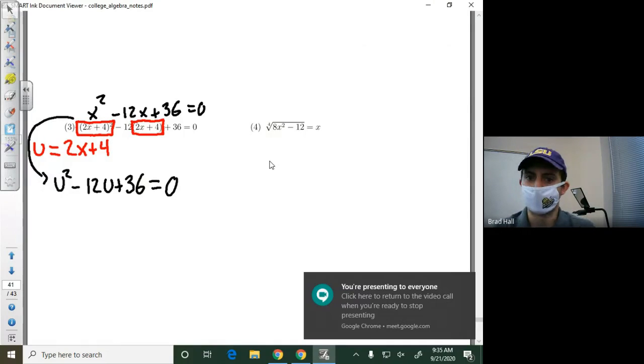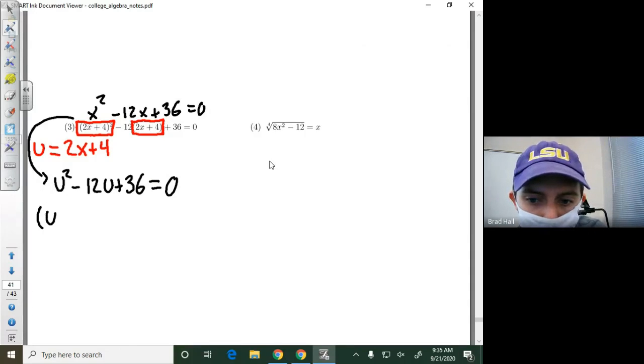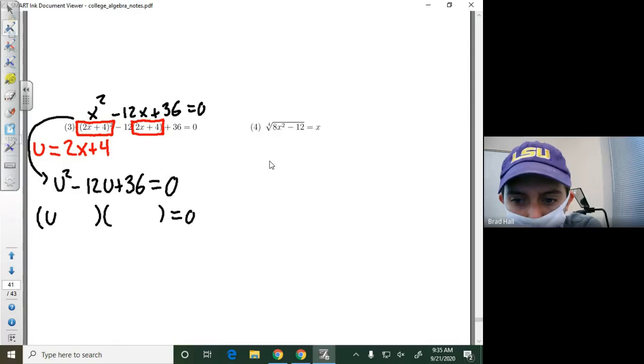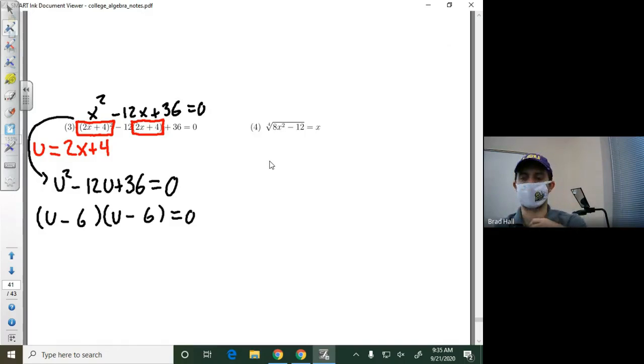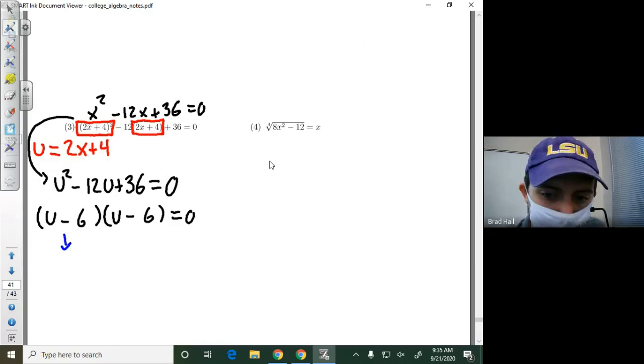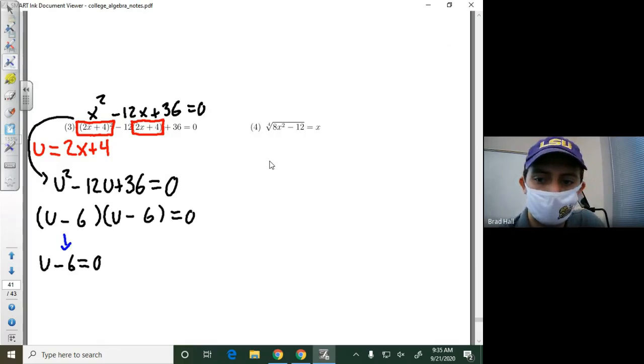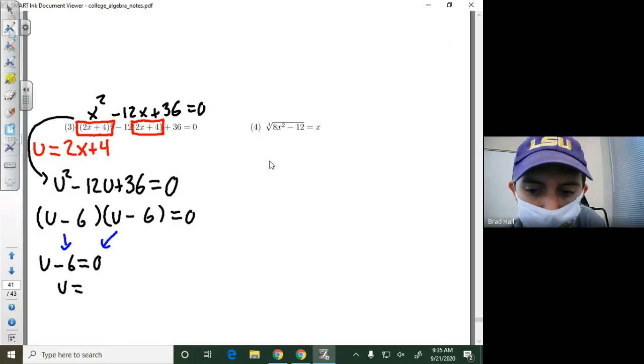From here, this part moving forward isn't too bad because now that we have a quadratic, we can go ahead and factor it as such. It seems to be U minus 6 and U minus 6. So two numbers that multiply together to give us a positive 36, -6 and -6, and they add together to give us -12. So from here, it's really just a matter of solving U minus 6 is equal to 0. We get this twice, so we only have to solve it once. So U is 6.